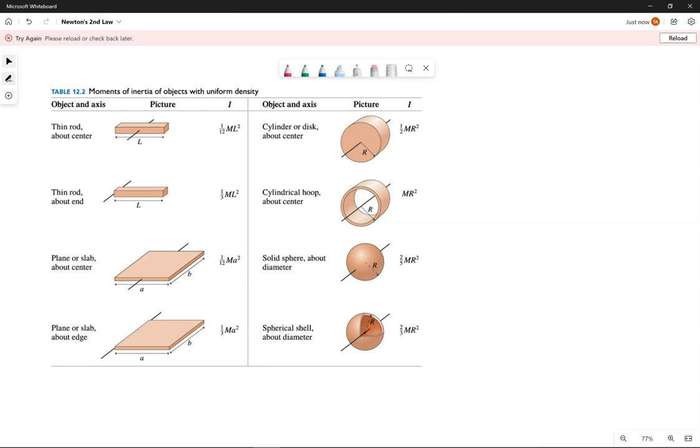So like a cylinder or a disc about its center. You can see each of these have a line drawn that represents the rotation axis. Where the rotation axis is essential to know. So not only for torque we had to know where the rotation axis is. Talk about the lever arm, R.